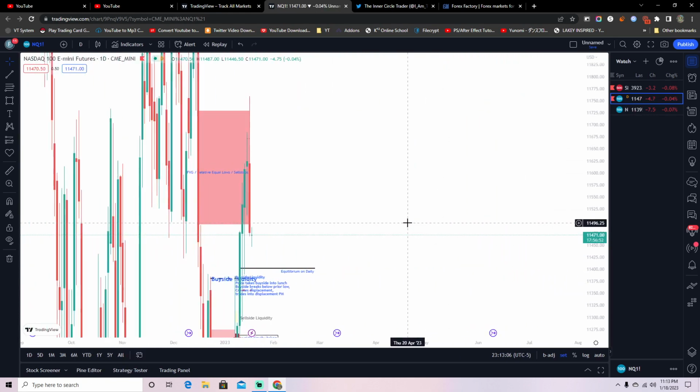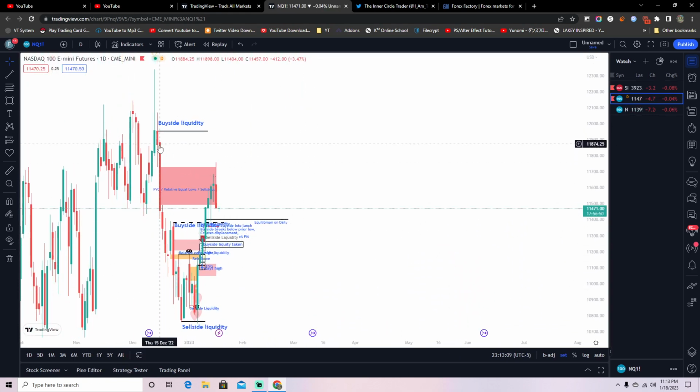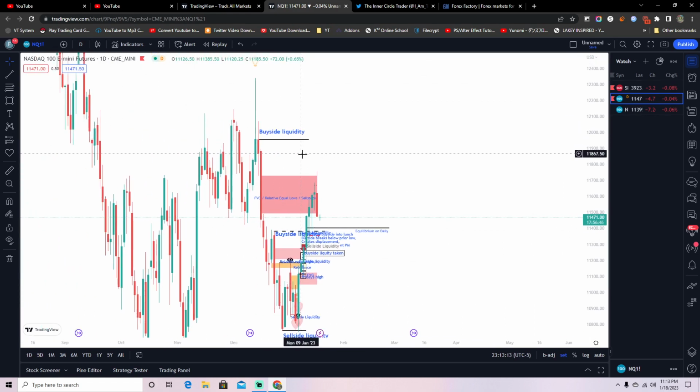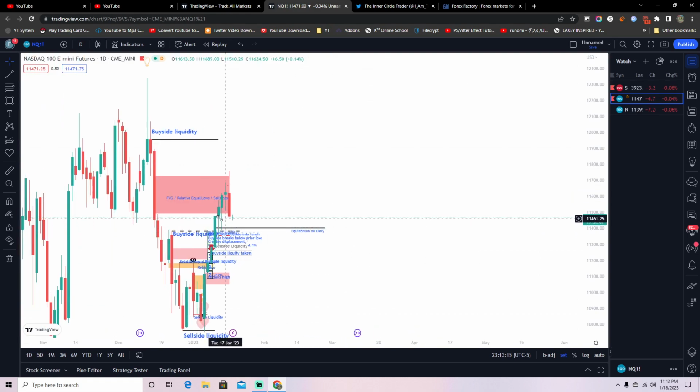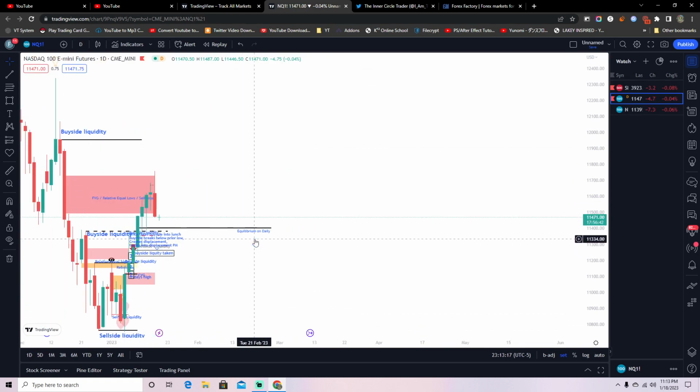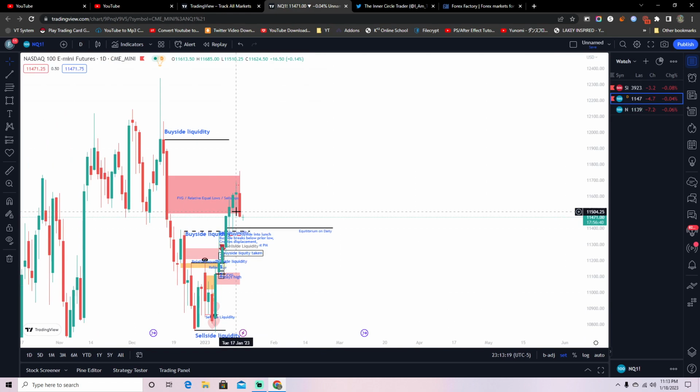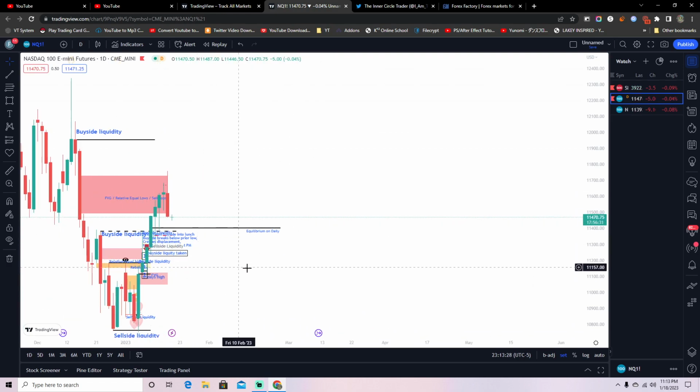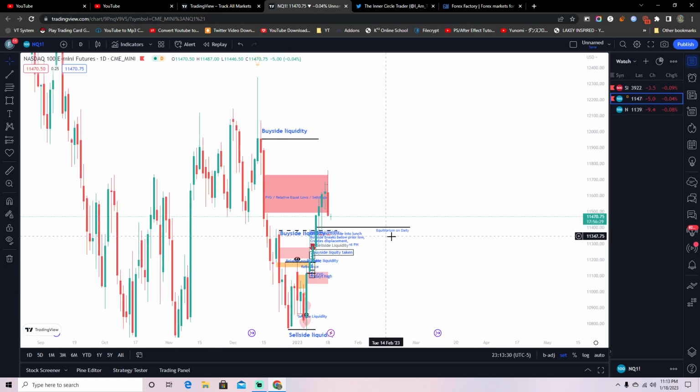I know that there's liquidity above these relative equal highs, but at the same time, we'll see what price does, right? We're gonna see if price is going to reach below equilibrium. If it goes below equilibrium, then it could be just a potential shift in market structure.